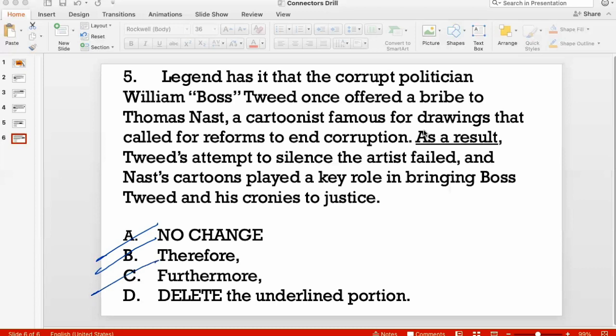And in fact, if you remove this and you just read it as Tweed offering a bribe to Thomas Nast and Tweed's attempt to silence the artist failed, that makes perfect sense chronologically, right? You don't need a connector because the attempt to bribe failed and Tweed went to jail. So in this case, the best answer is actually to delete this underlined portion and not use a connector.